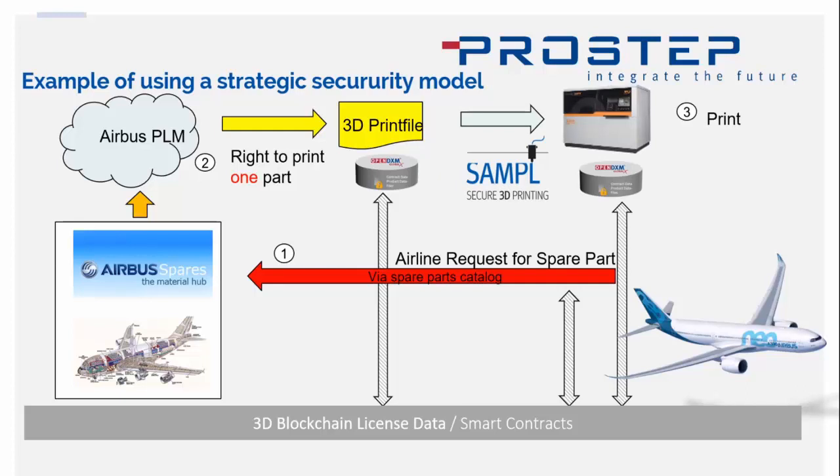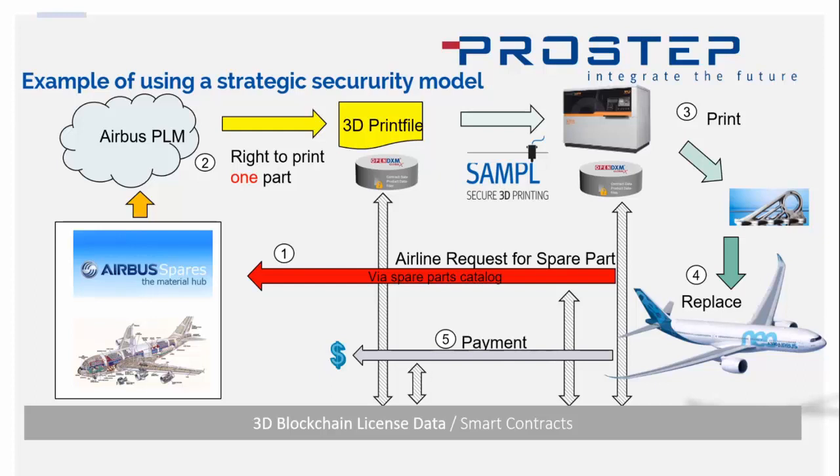Now we can confirm that the right printer is printing the right file and confirm that the quality of the part was completed correctly, and that can be communicated to the supplier or the customer. Once that's confirmed, the part is delivered to the customer, and the replacement can take place. And not only that, now you have all of the information in order to track payment and confirm payment for the particular part that was produced.